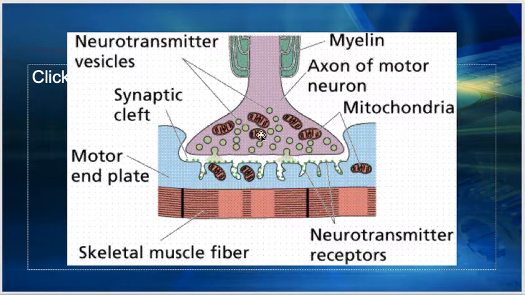The acetylcholine is synthesized here in the motor nerve terminal and stored in vesicles, and whenever the action potential reaches over here, with each action potential 150 to 200 vesicles are released and they combine here with the acetylcholine receptors.